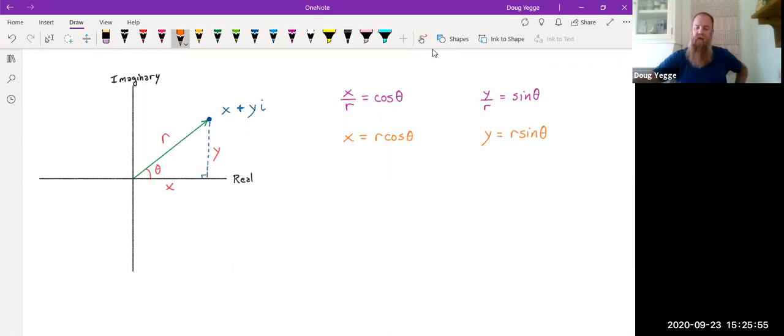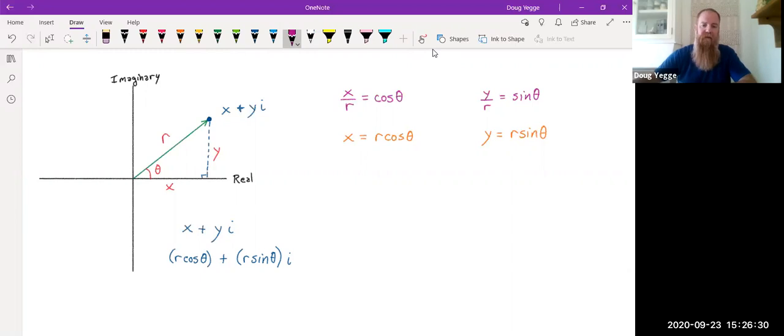All right, which really means that we could also rewrite x plus yi as r cosine theta plus r sine theta i. So this right here is technically what we refer to as trigonometric form of a complex number, but it turns out that there's a slightly different way that we could write this as well.